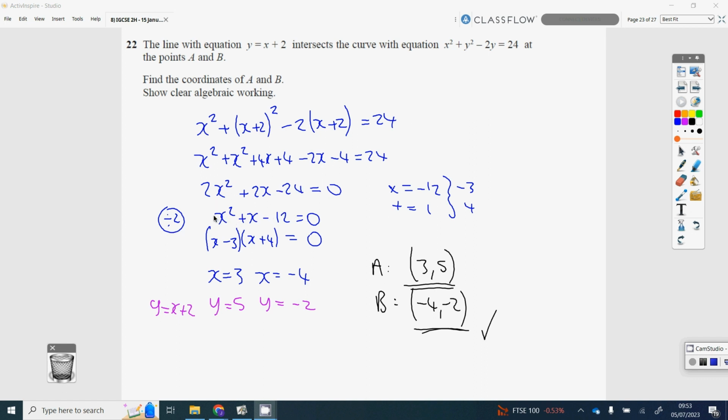And this factorizes. What two magic numbers multiply to be minus 12, but add to be the coefficient of x, which is 1? Well, that's minus 3 and 4. So x minus 3, x plus 4. So my roots are plus 3 and minus 4. Remember, the roots are the values that in turn make each of these brackets equal to 0. So I've got my x coordinates, 3 and minus 4. And then my y coordinates, well, they're just 2 more than the x coordinates. So adding 2 to each of these, I get 5 and minus 2. So final answer, 3, 5, minus 4, minus 2.